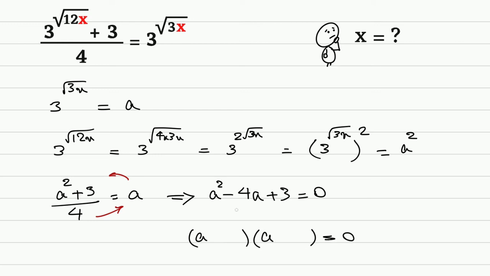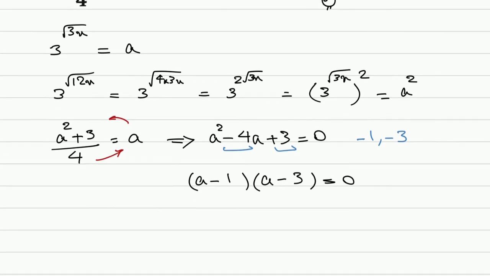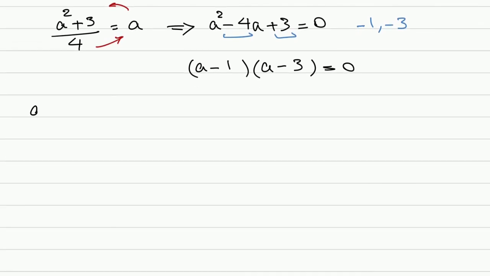Now we want to find two numbers with the sum negative 4 and the product positive 3. So it is negative 1 and negative 3. Right? Negative 1 plus negative 3 is negative 4, and negative 1 times negative 3 is positive 3. So we've got it. Putting them in this equation, negative 1 and negative 3. Now we have two answers. a minus 1 equals 0, or a minus 3 equals 0.